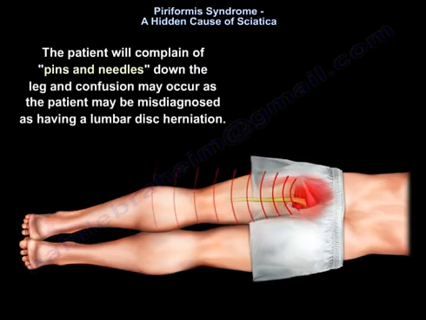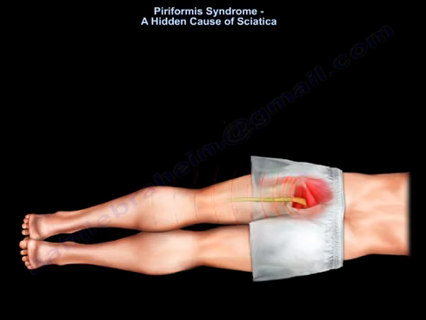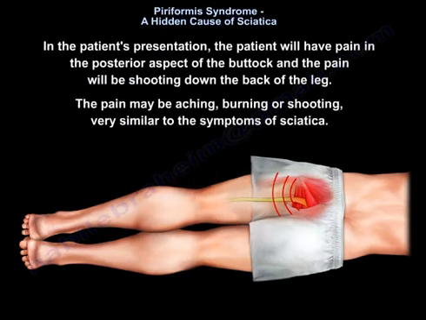The patient will complain of pins and needles down the leg, and confusion may occur, and the patient may be misdiagnosed as having a lumbar disc herniation. So in the presentation, the patient will have pain in the posterior aspect of the buttock, and the pain will be shooting down the back of the leg. The pain may be aching, burning, or shooting, very similar to symptoms of sciatica.